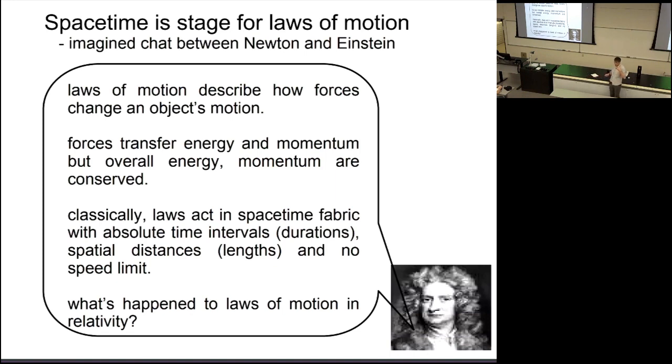where time intervals were absolute. Everyone would agree on the interval between two events. And spatial intervals, i.e. lengths, were invariant too, absolute. Everybody would agree on the length of something. So his laws of motion, his ideas of energy, momentum, all on a stage of absolute time intervals, absolute spatial distances. And so he's worried now. He's concerned now what's going to happen to his proudest product, his laws of motion, and his ideas of energy and momentum. So what's going to go on?